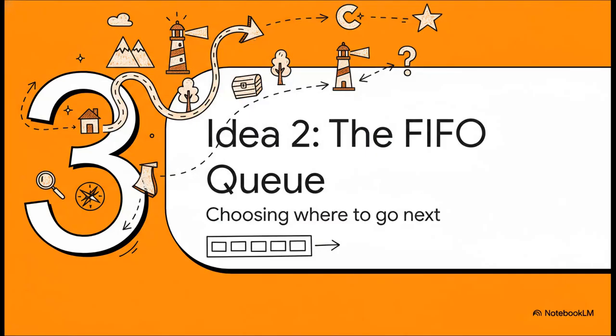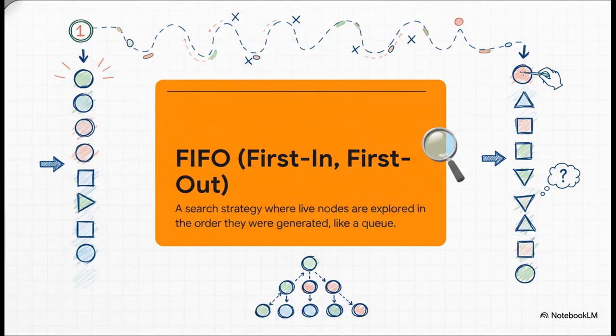Okay, so we're drawing our map. But with so many places to explore, which one do we go to next? This brings us right to our second idea. We use a rule called FIFO, and it's beautifully simple. It just stands for first in, first out.